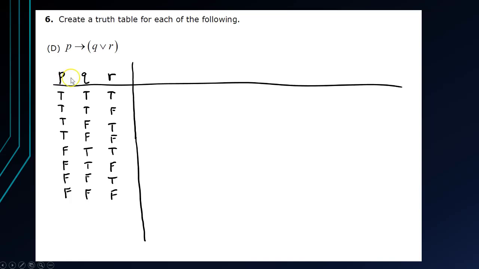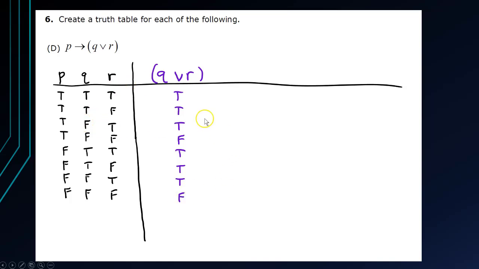What I have to do now is focus on Q or R, this disjunction here. Again, I'm looking for instances where at least one of these is true. That's what will make it true. If they're both false, that's when it's going to be false. So you can see here, it's only both false in the fourth line down and in the eighth line down. So this is going to be true, true, true, false, true, true, true, false.